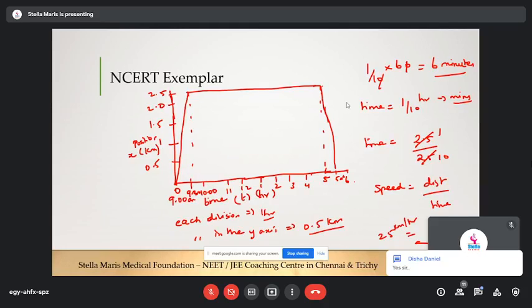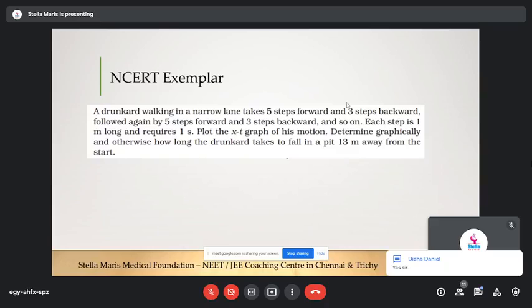Okay. So yeah, another sum is here. NCERT example that is given in your book also. A drunkard walking in a narrow lane takes 5 steps forward and 3 steps backward, followed again by 5 steps forward and 3 steps backward, and so on. Each step is 1 meter long and requires 1 second. Plot the x-t graph of this motion, determine graphically and otherwise how long the drunkard takes to fall in a pit 30 meters away from the start.